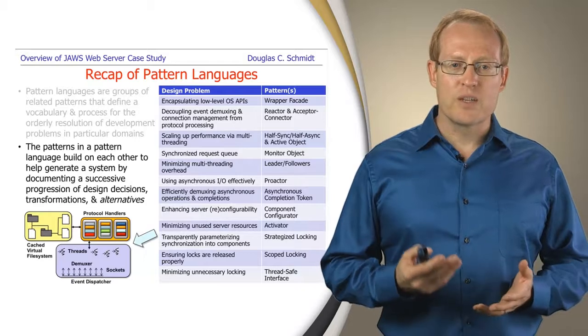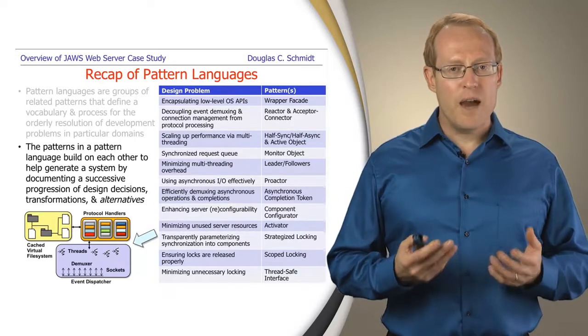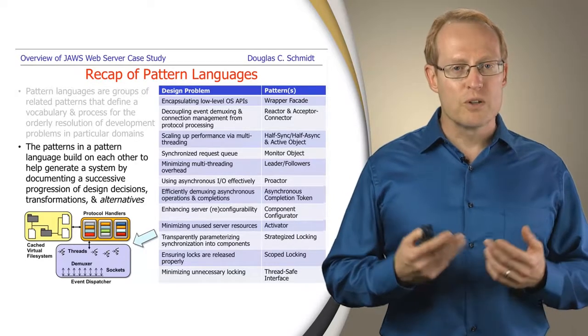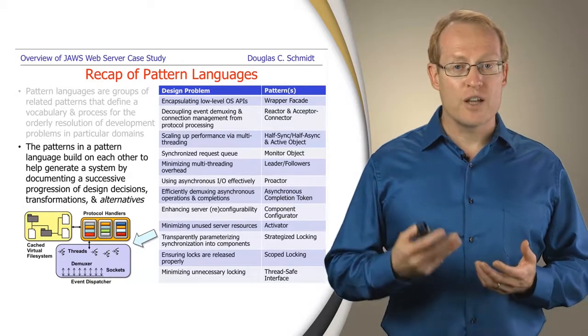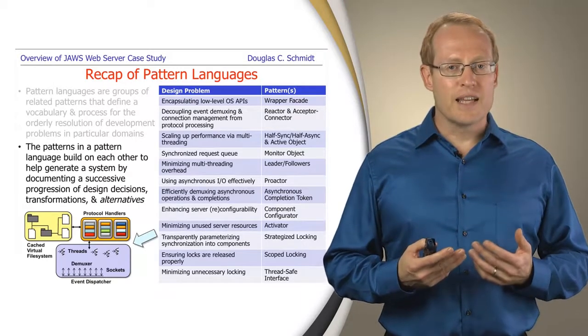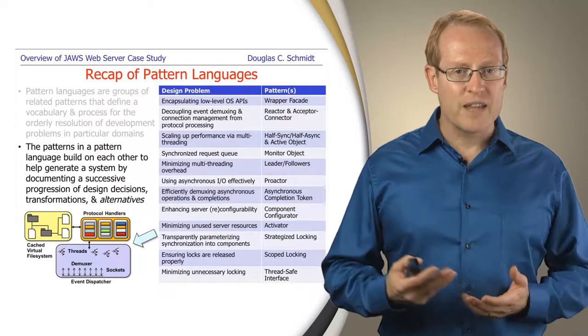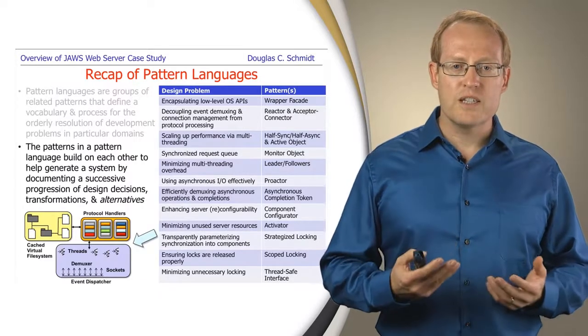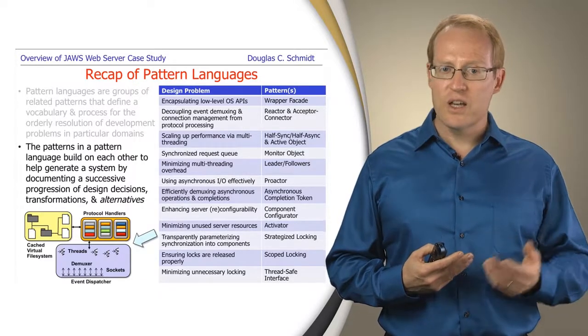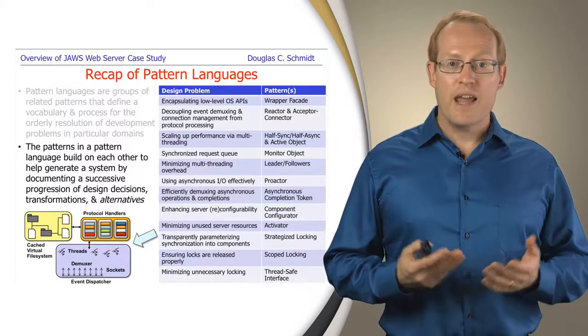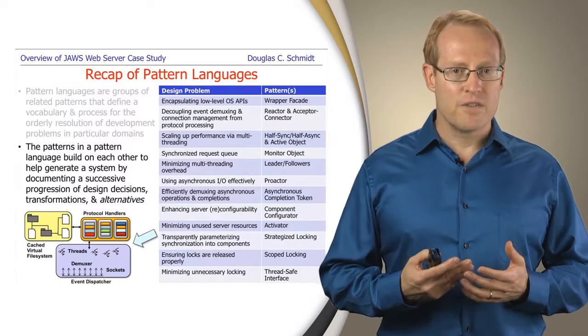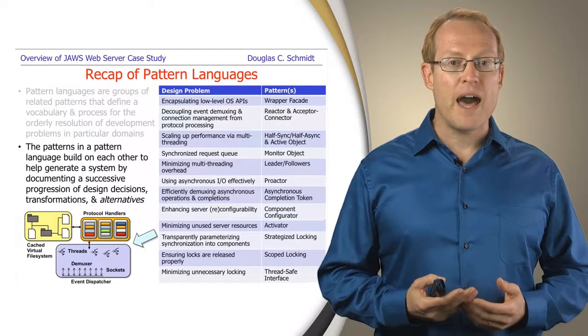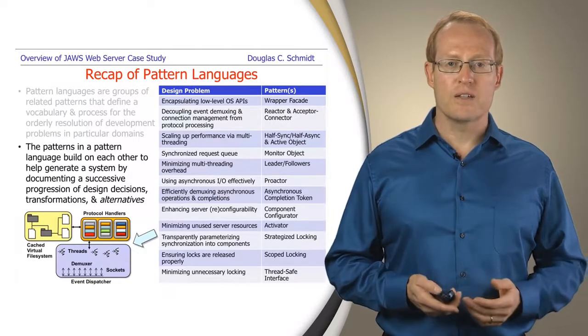In the particular context we're discussing, the patterns in our pattern language will be used to build upon each other to help generate a software architecture and allow us to walk through and navigate the software architecture through successive progressions of design decisions, transformations of the design, and most importantly, different ways of going through alternative paths through the pattern language in the design space.